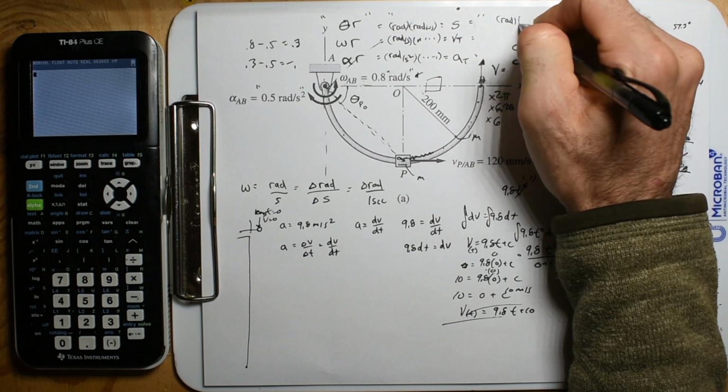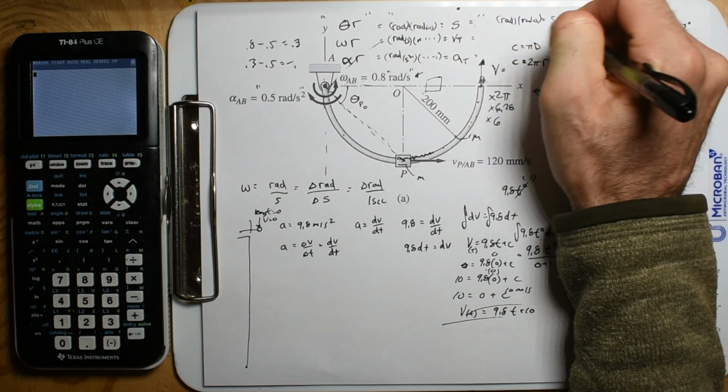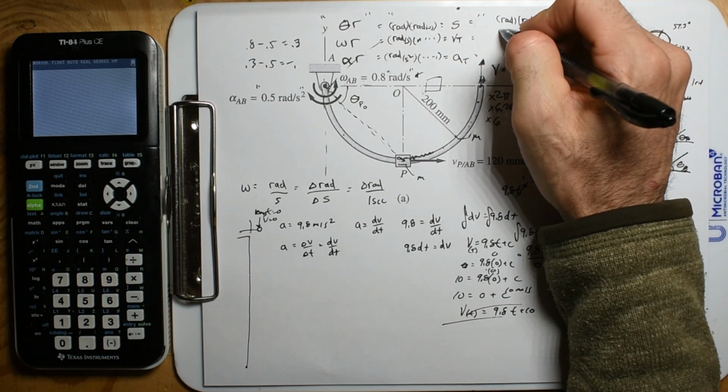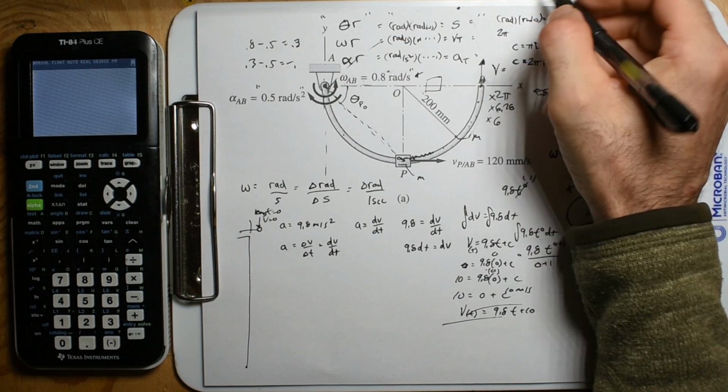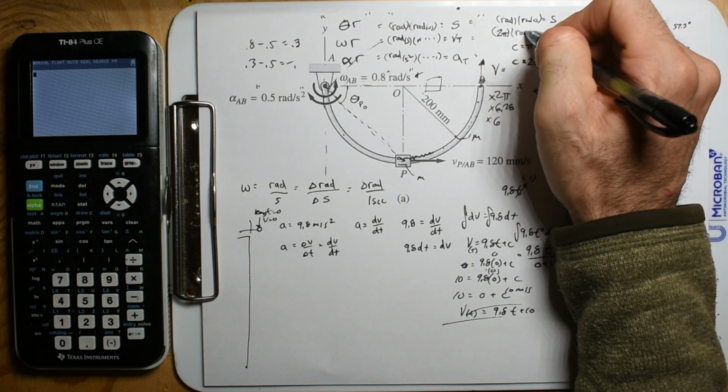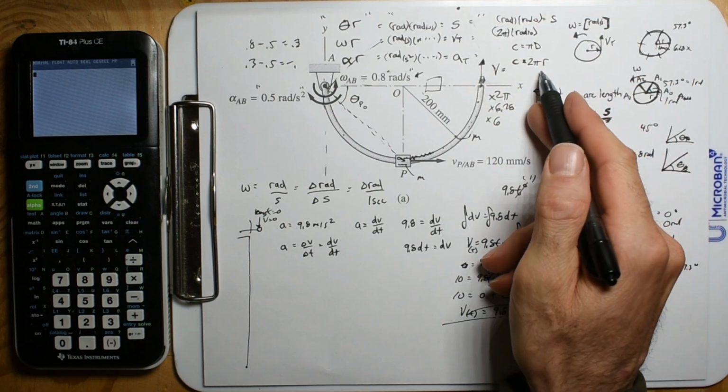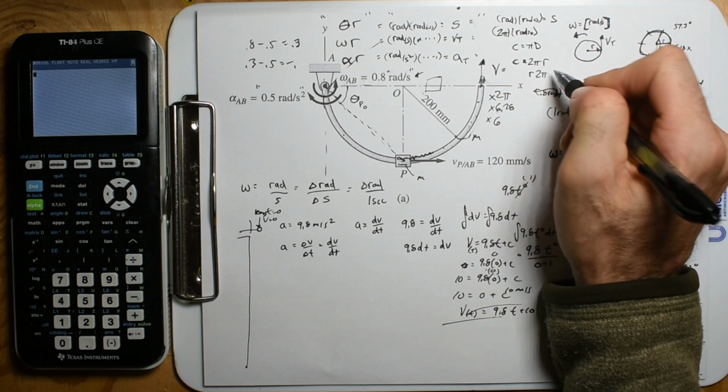Radians times radius is arc length. Okay, so the radians is going to be 2 pi, and then the radius is going to be... Yeah, I had no idea that this even follows. I figured it was going to be in reverse. You know what I mean?